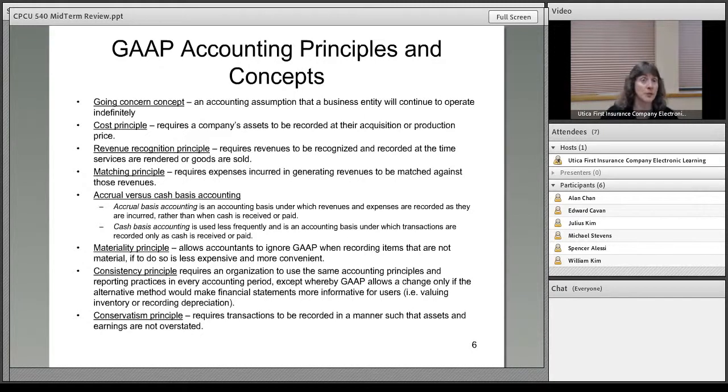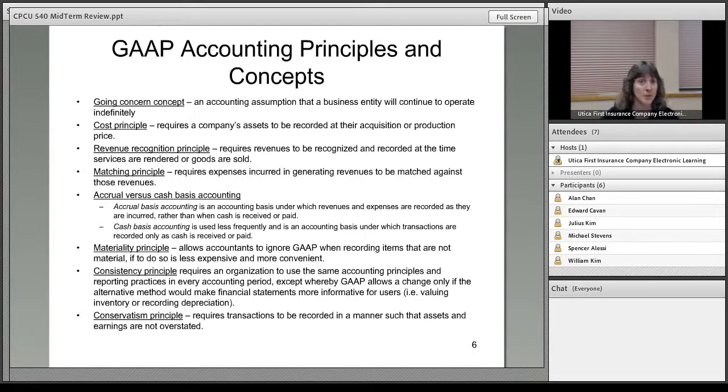The cost principle requires a company's assets to be recorded at their acquisition or production price. May not be at their market value, okay? It's a cost principle. Revenue recognition principle requires revenues to be recognized and recorded when the services are rendered or the goods are sold. So you want to match your revenue with the item that you're receiving the revenue from.